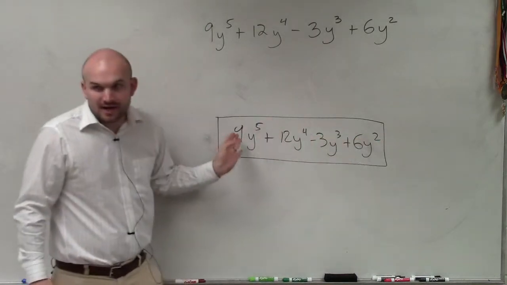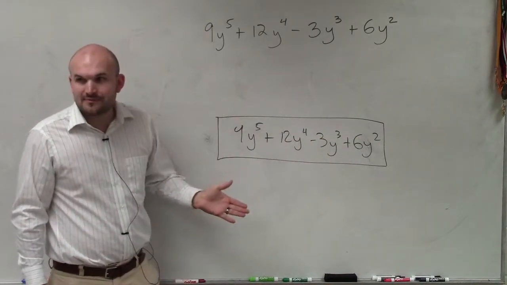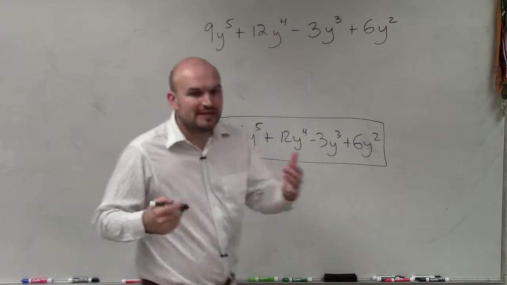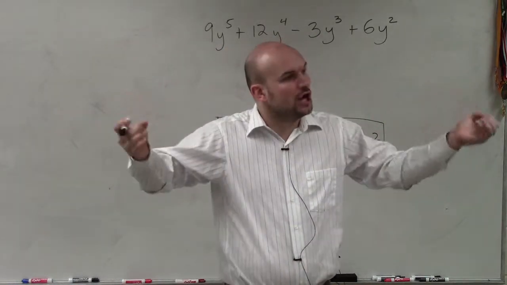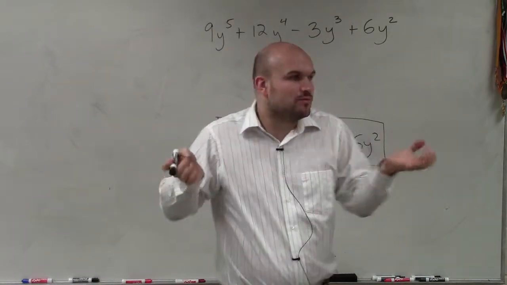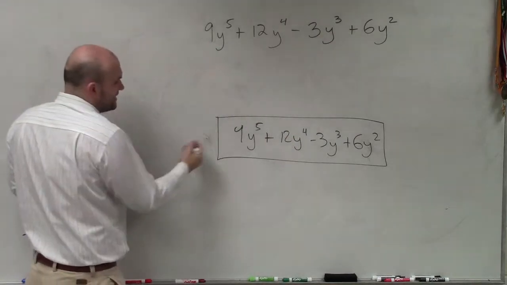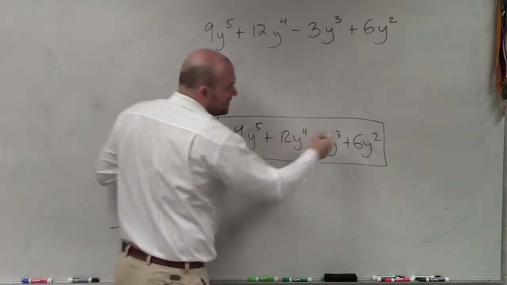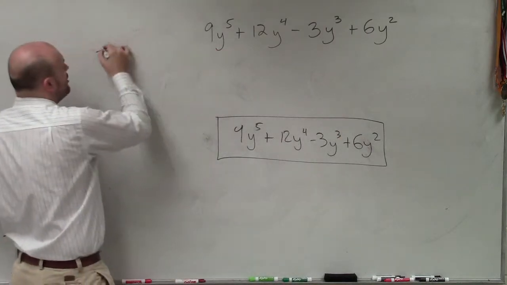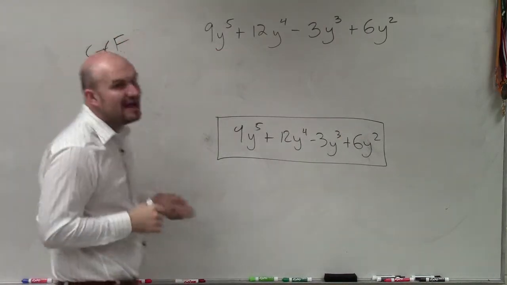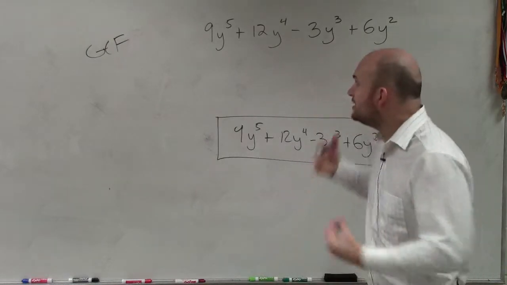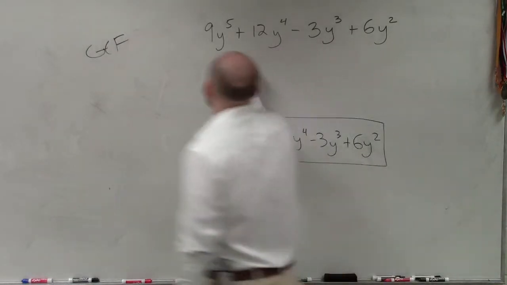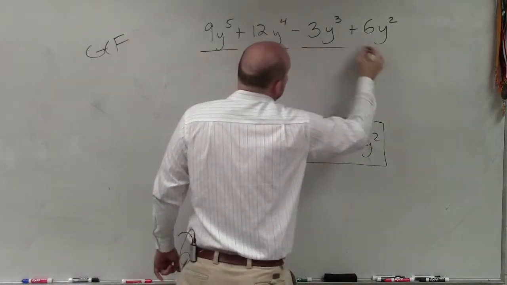This is the area. What are the side lengths? So what we need to do is determine what is one side length, what is one number that I can pick here that I can multiply by to get each and every one of these terms? And we call that the greatest common factor. So what is the greatest number that I can evenly divide into each one of those?